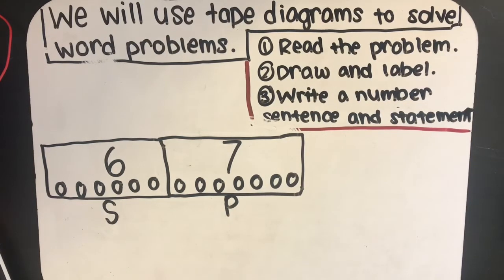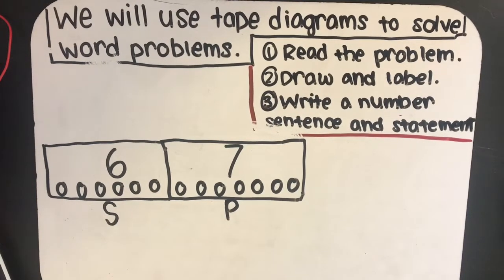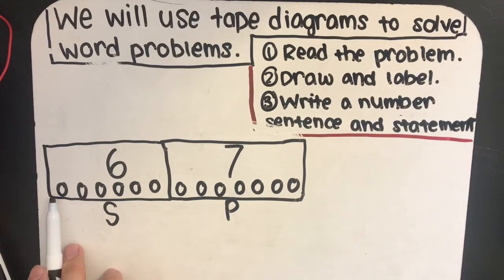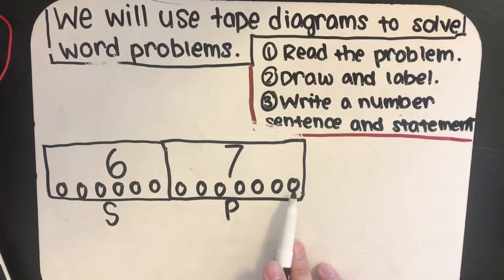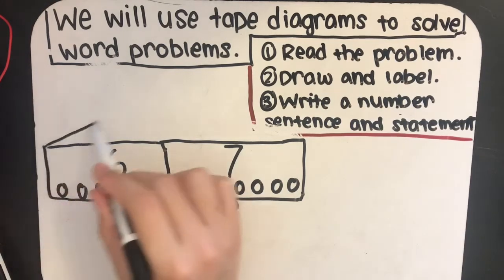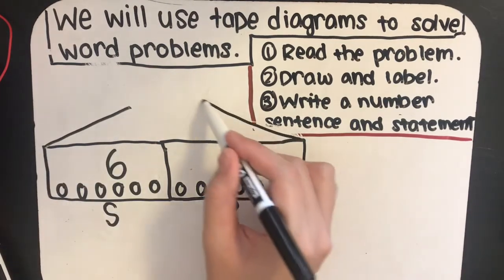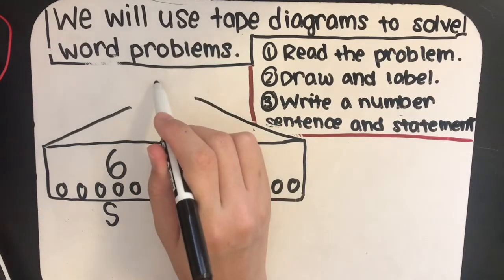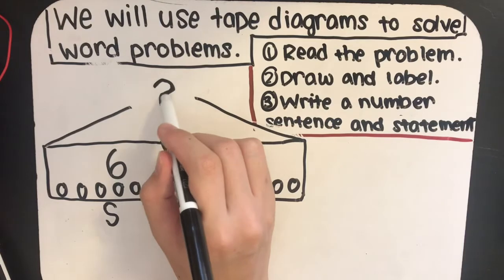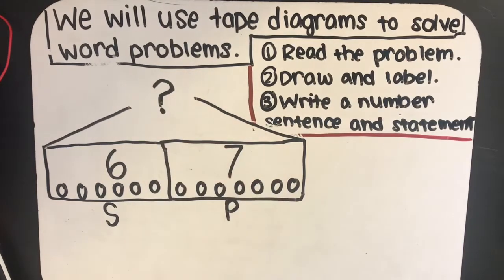Now the question was asking us, how many vegetables did he see growing in his garden? So from here to here, how many vegetables did he see? So it's asking us to find out the total number of vegetables. So I'm going to put a question mark here so I can remember that I need to find the total.